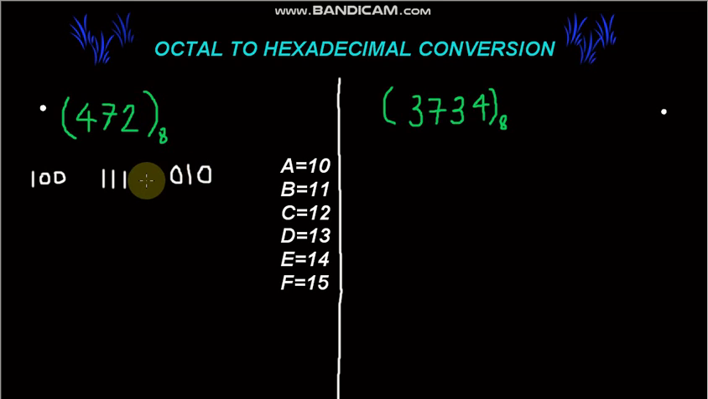So this was the first step, that is converting the individual digits into binary form. Now the second step is joining all these three groups. Hence we get 1 0 0, now the second group 1 1 1, and the third group 0 1 0. So this was the second step. Now the third step is very easy.